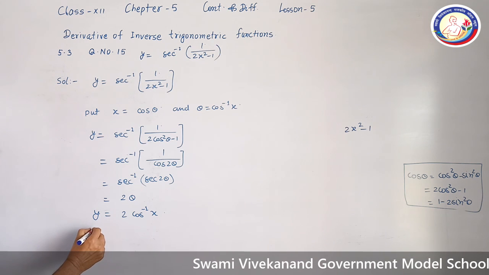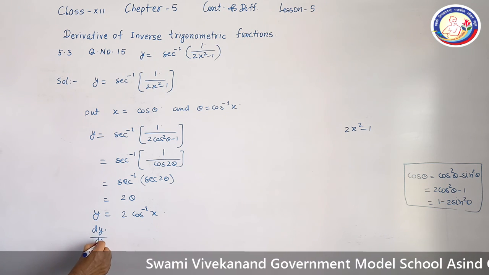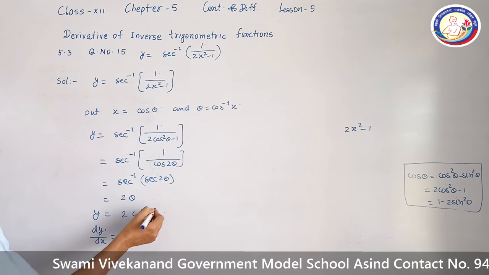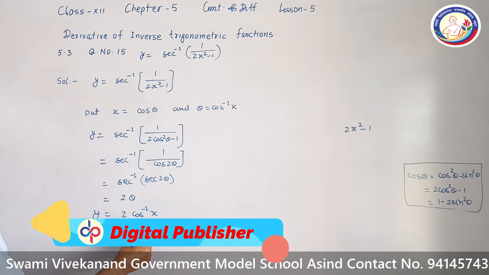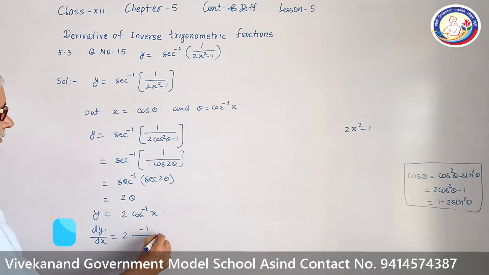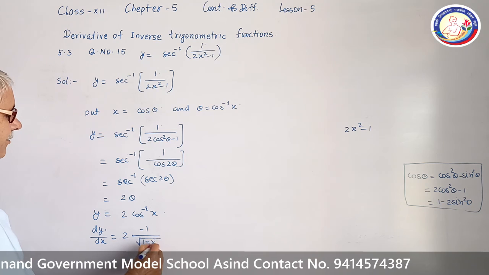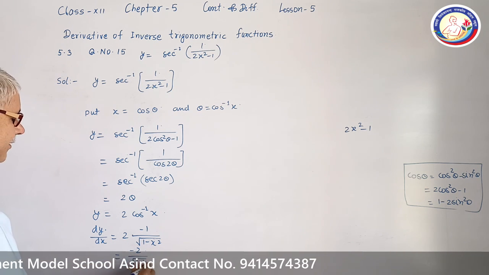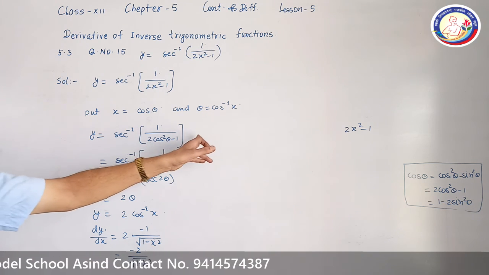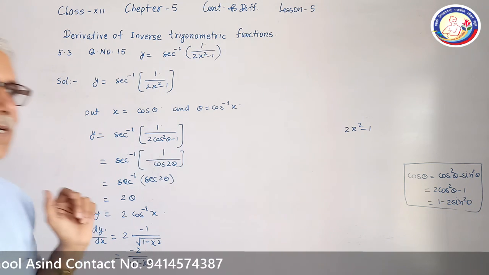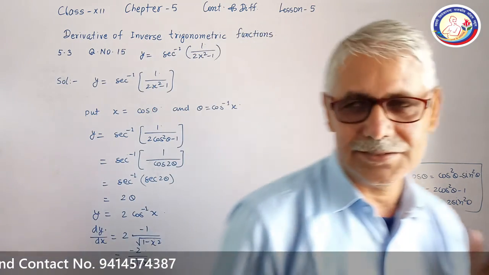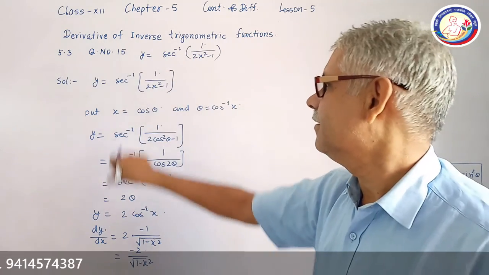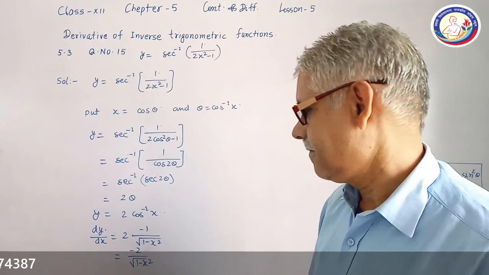Now find derivative of this. Derivative of y with respect to x is equal to 2 into derivative of this. I am writing directly minus 1 upon under the root 1 minus x square, and that is minus 2 upon under the root 1 minus x square. You can use this method also. If a particular method is not given, if we are asked to find derivative of this, then we can use this method also.